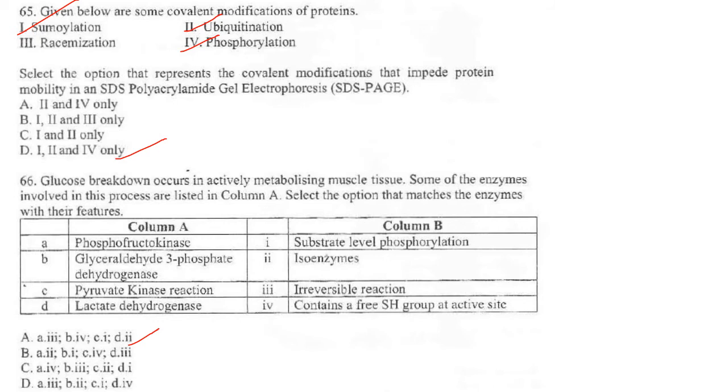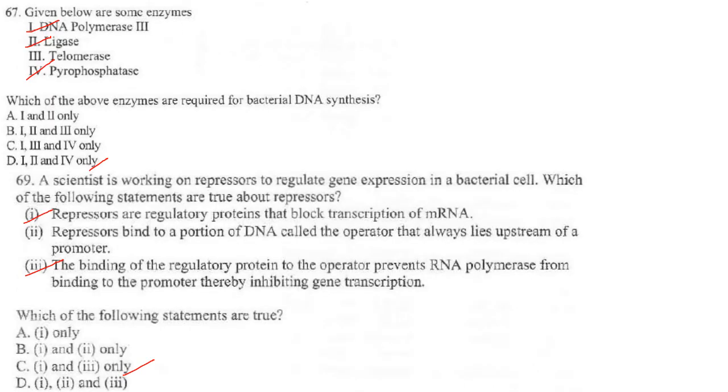Answer is option A. Given below are some enzymes. Which of the following enzymes are required for bacterial DNA synthesis? So bacterial DNA polymerase 3 is required, ligase is required, telomerase is not required, whereas pyrophosphatase is required. So the answer is 1, 2 and 4 only. Answer is option D. The next one.